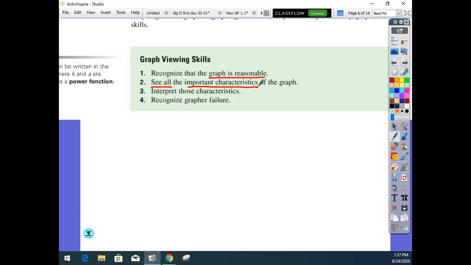so that you can make sure that you see all the important characteristics. You need to be able to interpret where your max and mins are, and that's going to be really helpful in using your calculator. And this one, recognizing graph failure. There are times when there's a vertical asymptote that you might not see, or the graph goes on forever. You need to understand the types of failures as we get to them. I'm going to point them out, but it's also up to you to remember them.